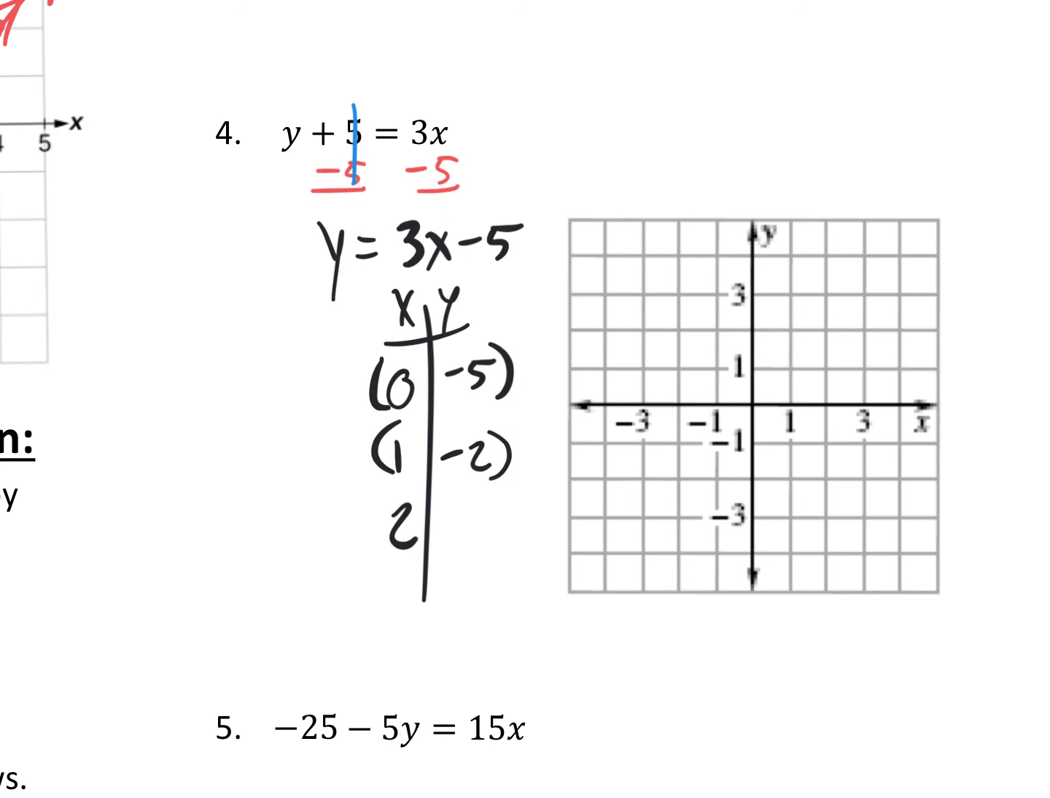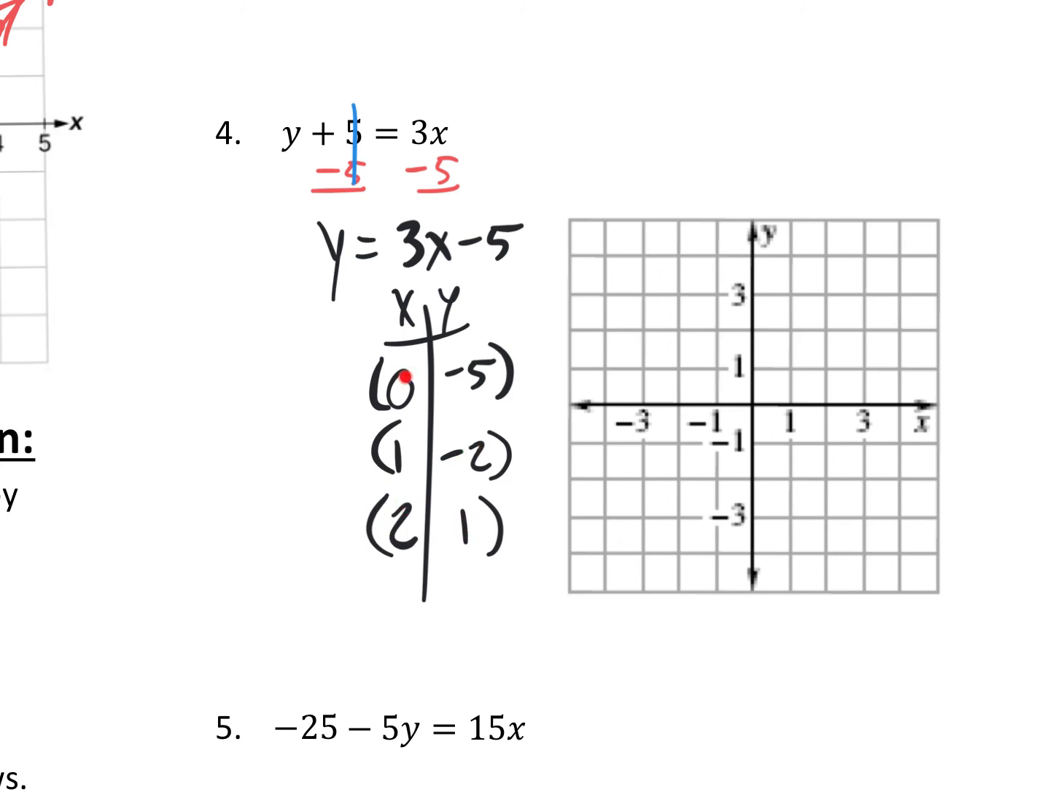Okay. And last but not least, let's plug in the number 2 right there. 3 times 2 is 6. 6 minus 5 is positive 1. So again, the input 0 gave us the output negative 5. The input 1 gave us the output negative 2. The input 2 gave us the output 1.